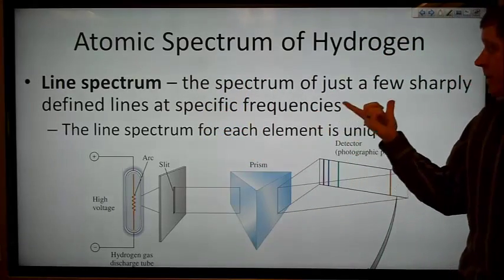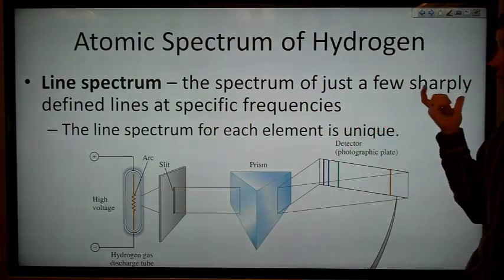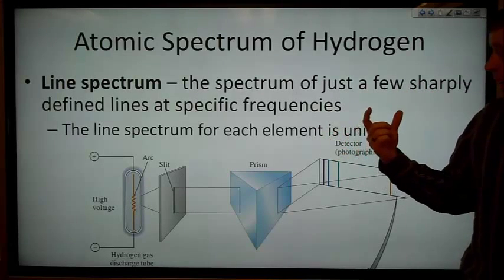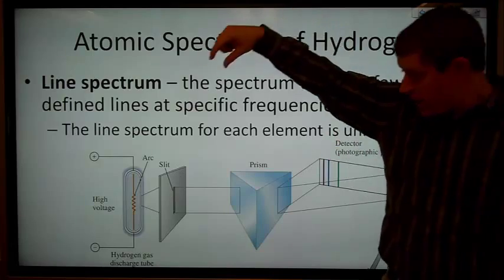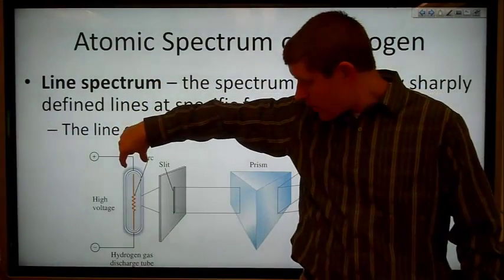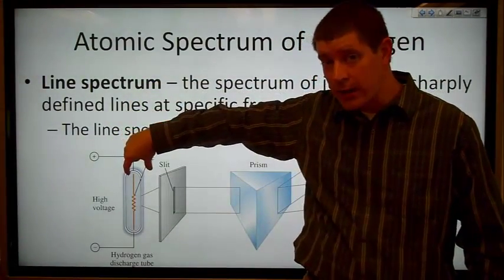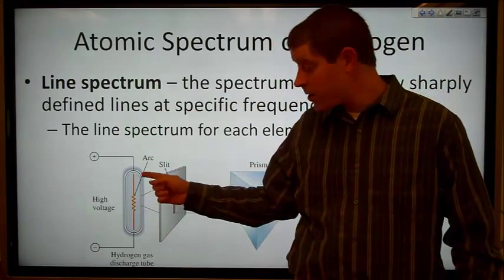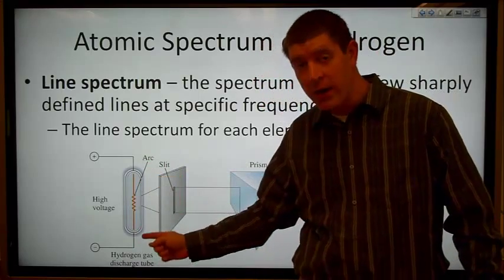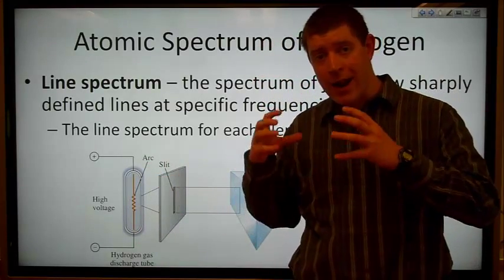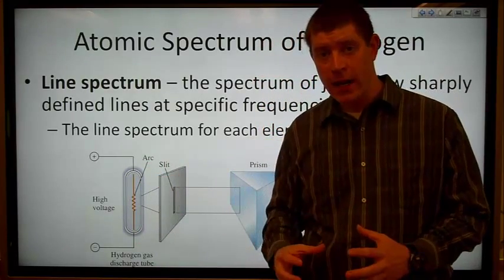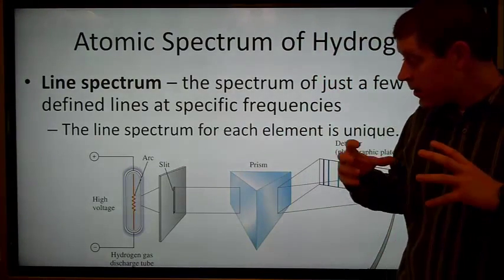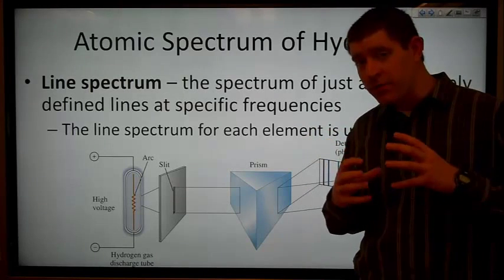Now a continuous spectrum is different from a line spectrum. So a line spectrum is the spectrum of just a few sharply defined lines at specific frequencies. So if we take, say, a glass bulb and put hydrogen gas inside, and we make an electric arc discharge through that hydrogen, so that electric current has to flow through the hydrogen gas, we will excite the hydrogen atoms, and those hydrogen atoms will give off light.